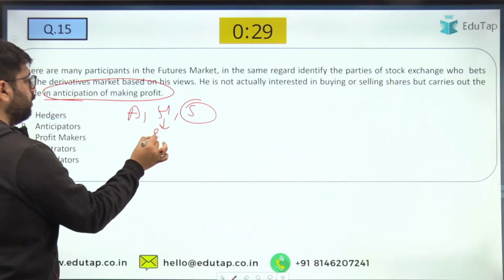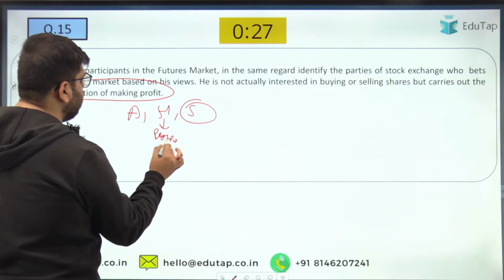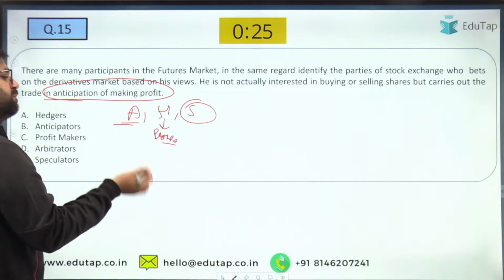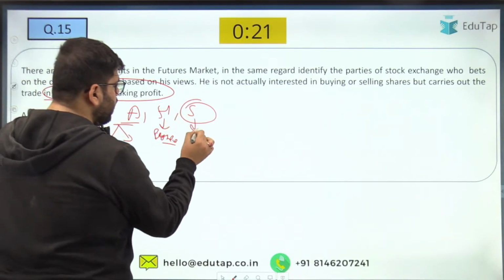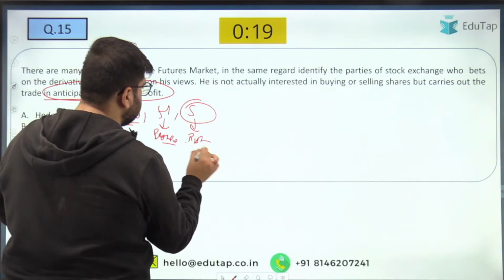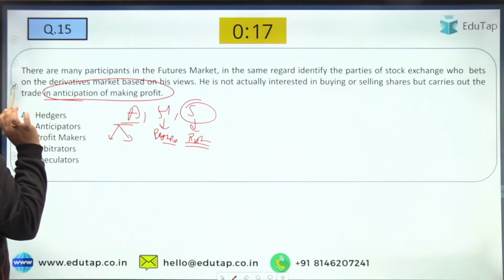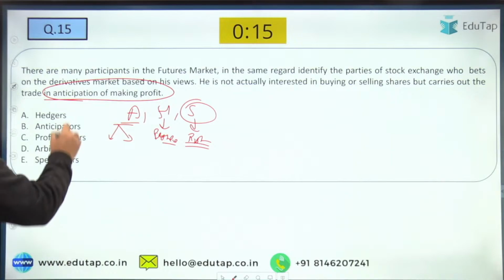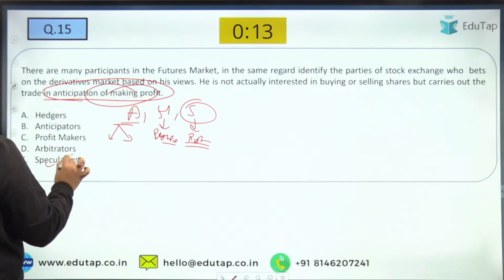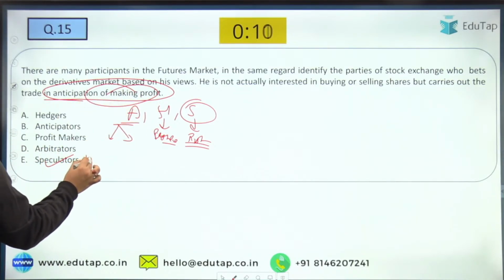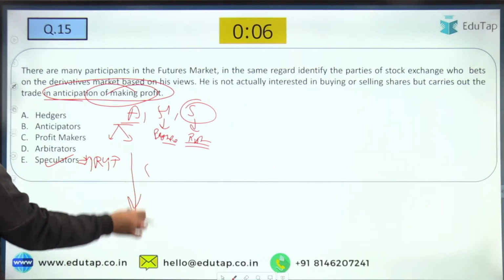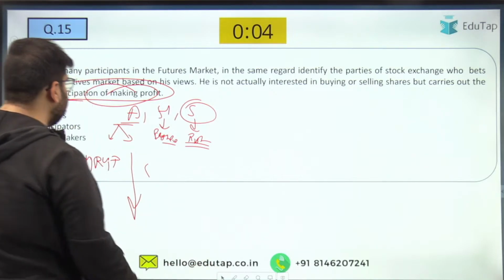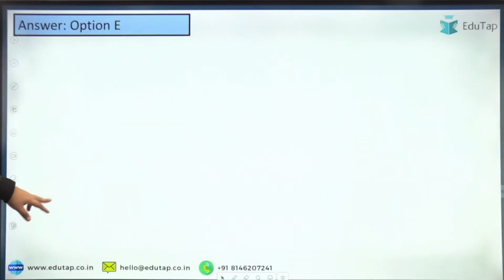Hedgers are those who want to play safe, they want to avoid any kind of risk. Arbitrators are those people who will buy in one market and sell in another market. Speculators are those people who will chase risk. For them, risk is like ishq. So they are anticipating making profit, speculators, because for speculators, the higher the risk, the higher the profit, but they can also have higher losses as well. So the correct answer will be option number E.